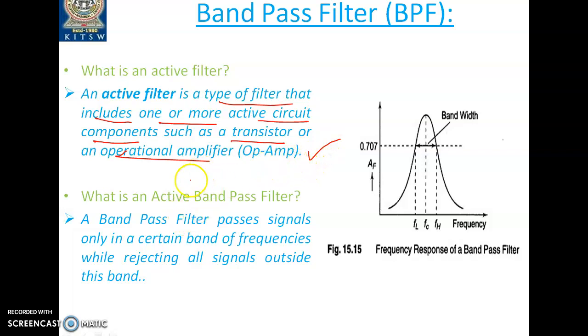So what is the active band pass filter? A band pass filter passes signals only in a certain band of frequencies while rejecting all signals outside of the band. You can also see from the picture in this slide, this is the frequency response of the band pass filter. So how is it looking? This is the band of response we are interested in.